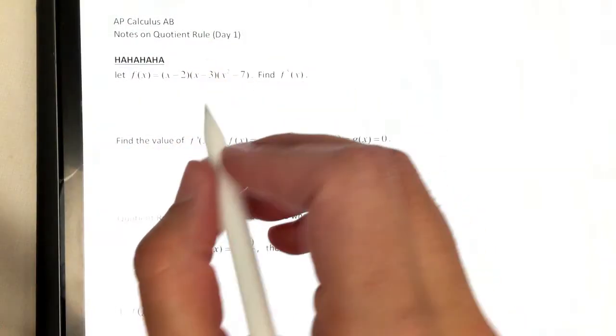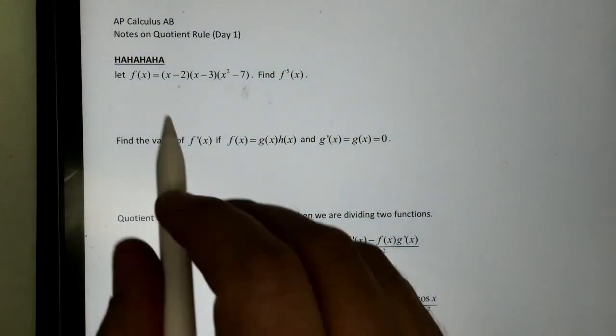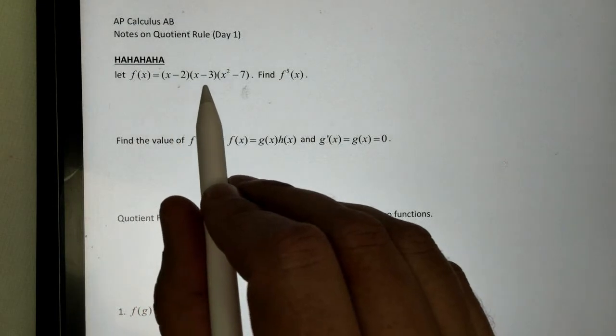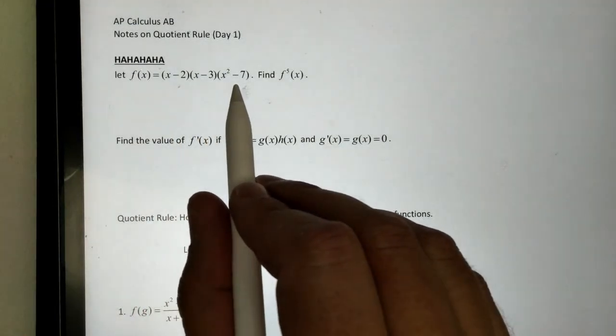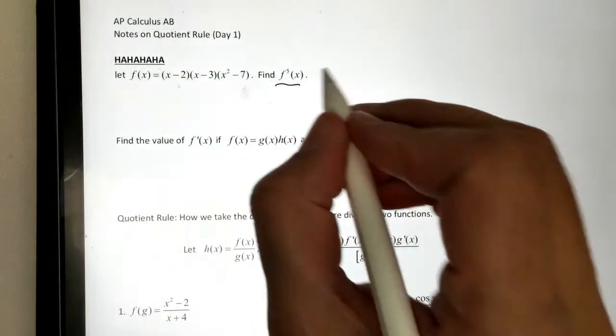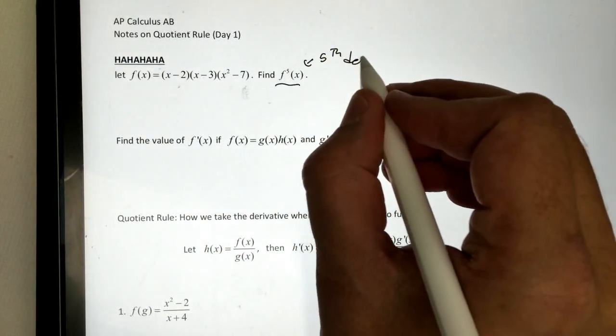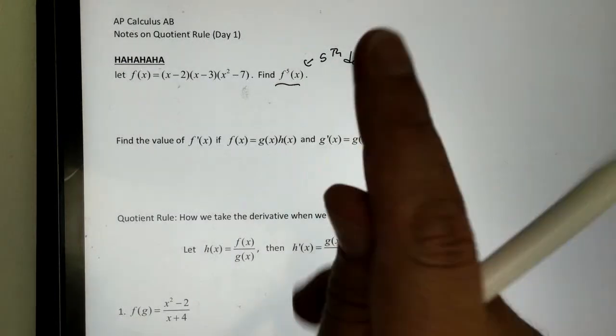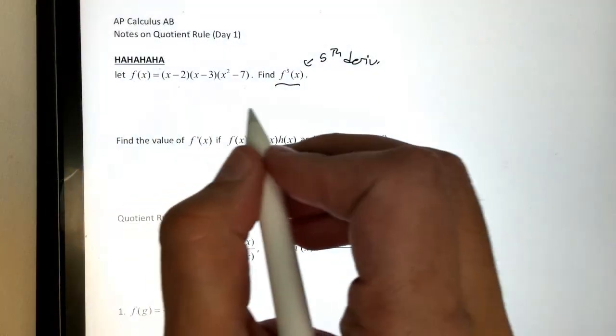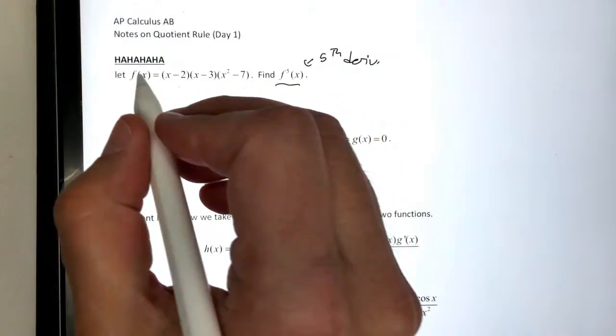The first question we take a look at here is, if you notice, we're given a function. F of x is (x minus 2)(x squared minus 7). And remember, this symbol notation means they're looking for the fifth derivative. Now, I don't have to do too much for this one, because we kind of talked about this on the first day of the product rule.